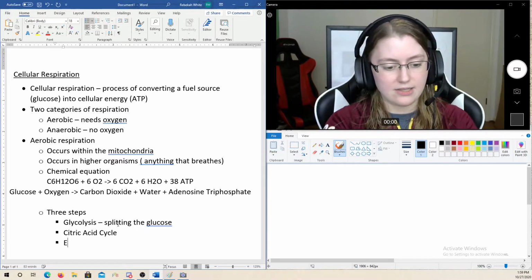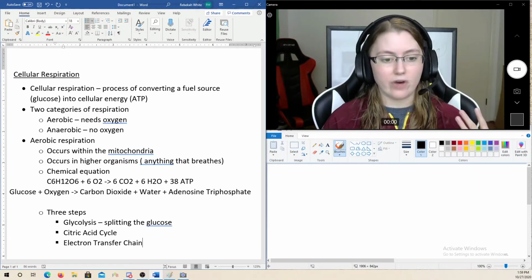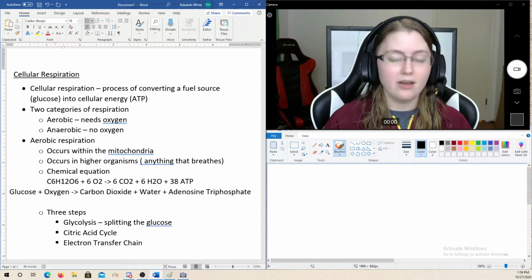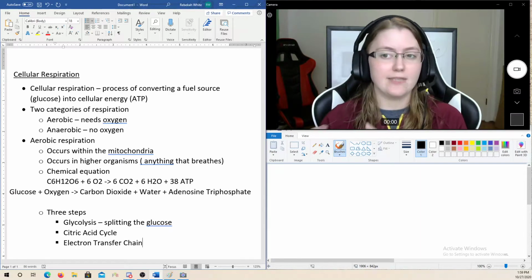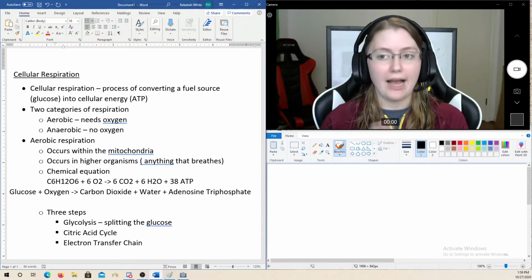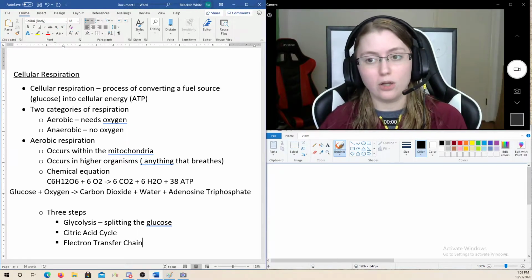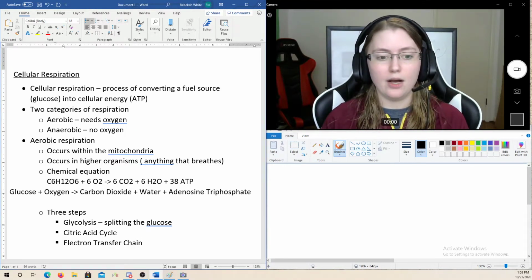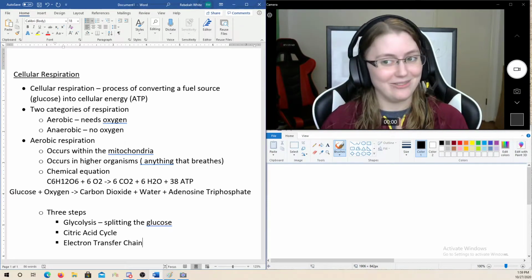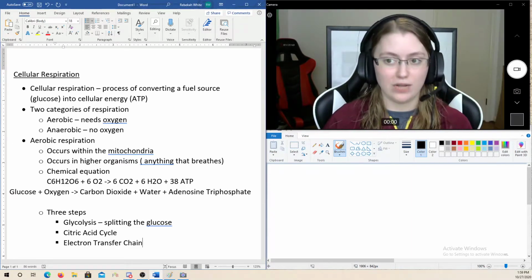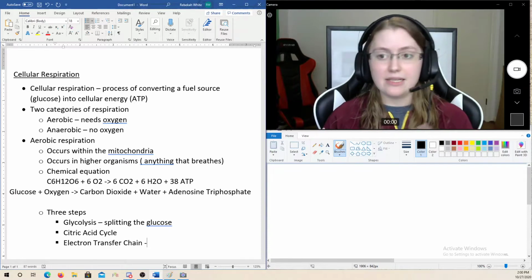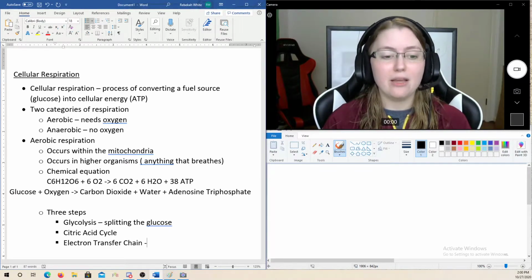And then our last step is going to be the electron transfer chain. And you may have heard this called the electron transport chain, but again, newer textbooks are shifting towards transfer chain because transfer is a little bit more accurate to how the electrons move through all of the proteins and how they shift their energy. So it's still abbreviated ETC, conveniently, but it's now called the electron transfer chain instead of the transport chain.